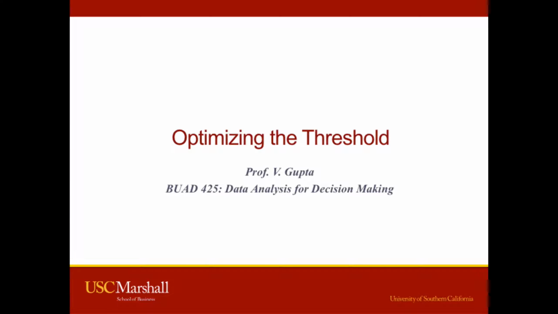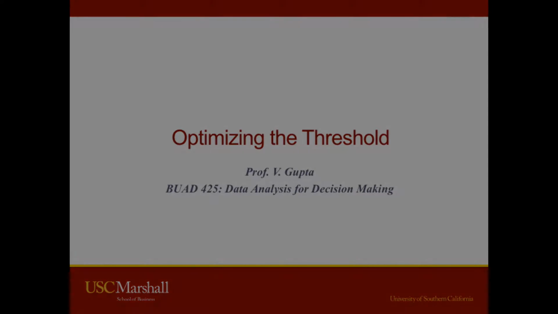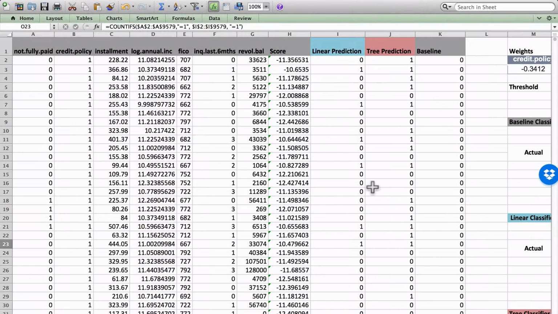In this video, I'm going to show you how to use Excel's data table feature in order to search for the best value of a threshold in a binary classifier. Let's get started. I'm going to be using our now familiar loans dataset. If you don't have a copy of this spreadsheet, you can download one off Blackboard.